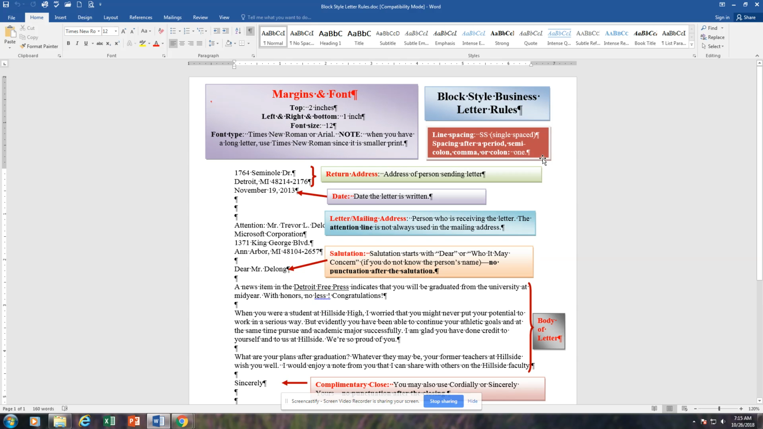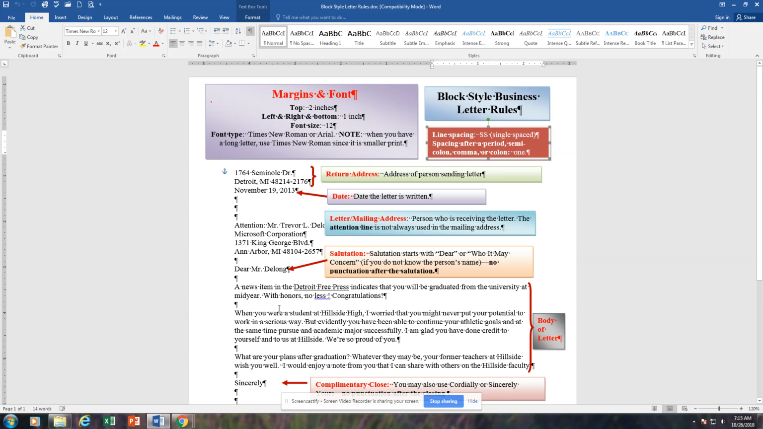Your line spacing for a letter is single space. SS stands for single spaced. You have one space after a period, semicolon, comma, or colon. You also usually put one space after a period. It can be two. Right now, they have not changed that.